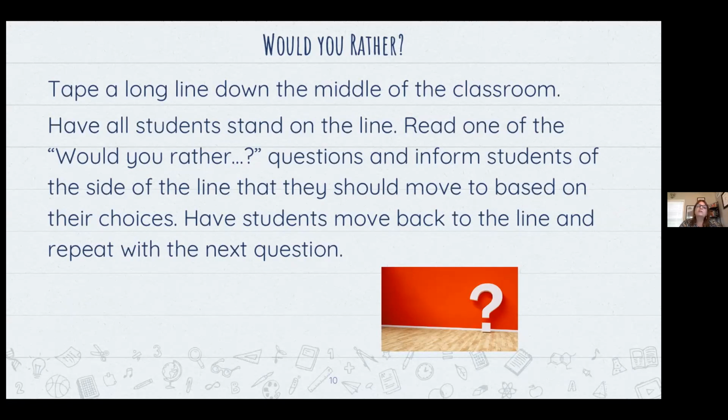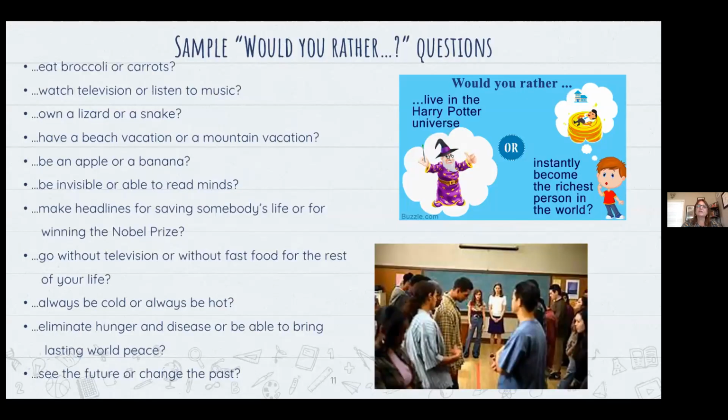And you would read one of the would you rather questions. I have a slide that lists some questions, or you can make up your own. Inform students what side of the line they should move to based on their choices. And then you have the students move back to the line and repeat with the next question. Again, students will see how they're similar to their classmates and how they're different. So here are some sample questions. Again, you can make up your own. Some of them are extremely simplistic, and others are a little bit more thought-provoking.